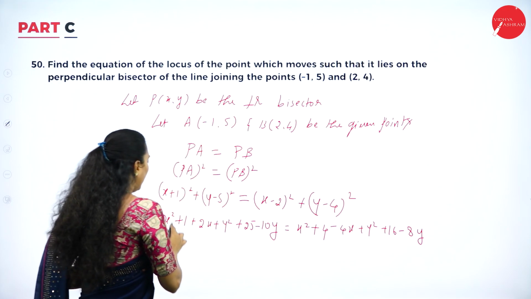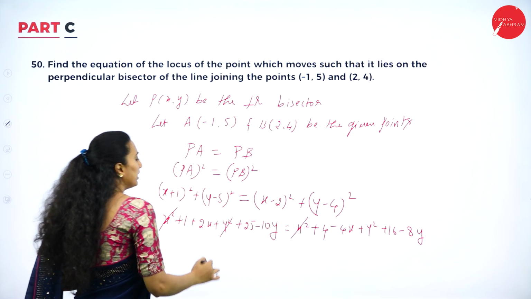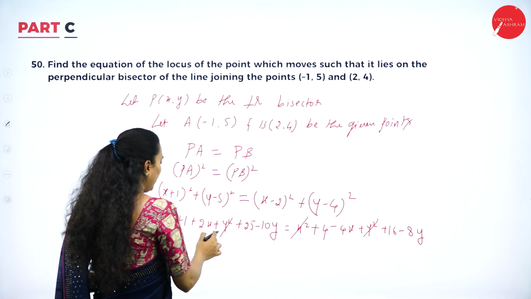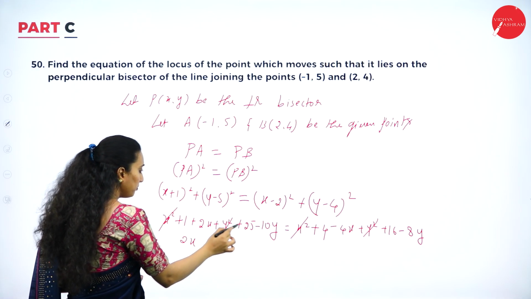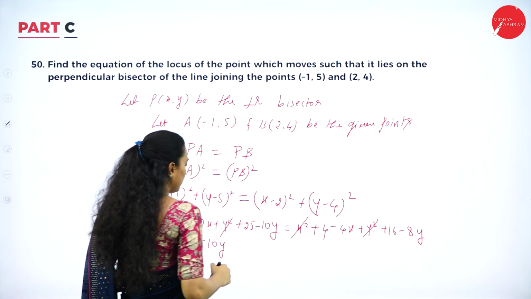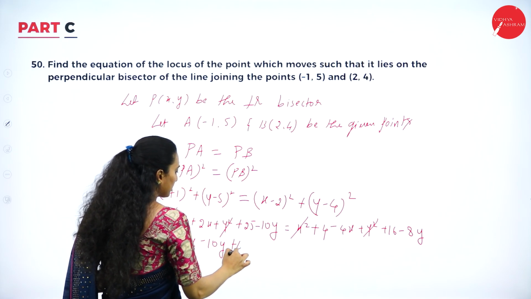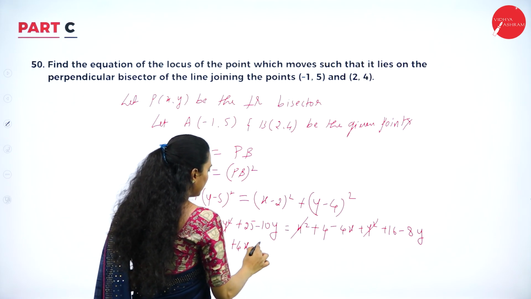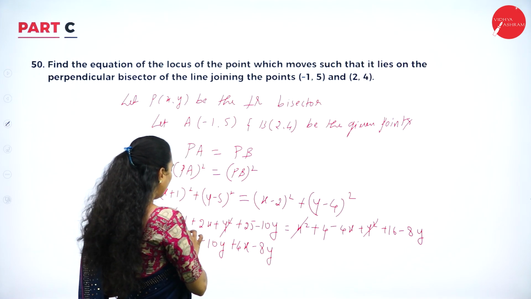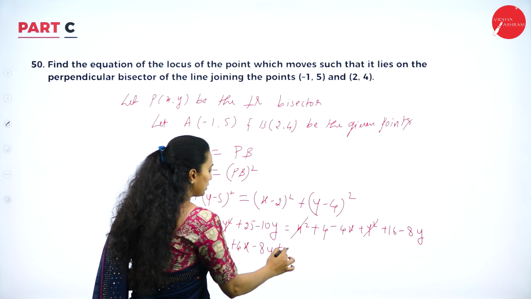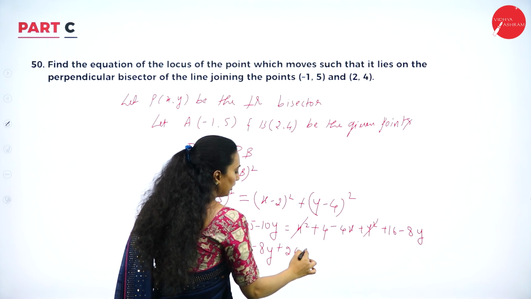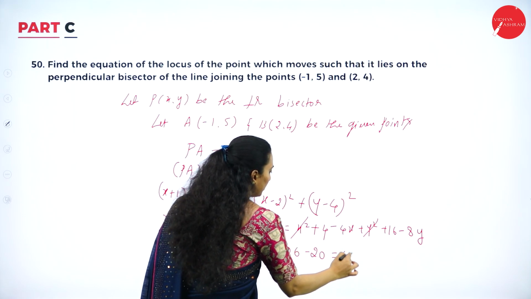You can cancel: x squared will go, y squared will go. Now you have 2x and minus 10y. You can take all the x terms to this side, so plus 4x, again minus 8y. Again here, 1 plus 25 is 26, plus 26. Again here, 4 plus 16 is 20. So when it comes to this side, minus 20 equal to 0.